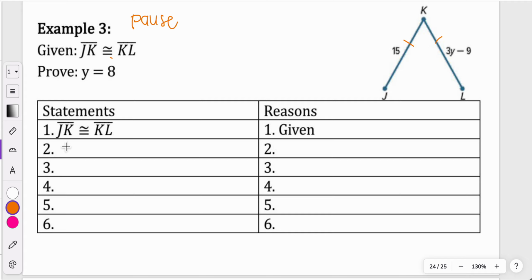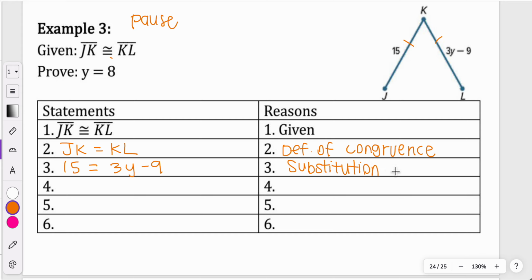I can go ahead and use my definition of congruence. So JK is equal to KL, and that would be my definition of congruence. You want to use this before you start plugging in substitution and numbers, because that is telling us those numbers will be equal to one another. So because JK is equal to KL, now I can go ahead and substitute. JK is 15 and KL is 3y minus 9. I'm going to write substitution here.